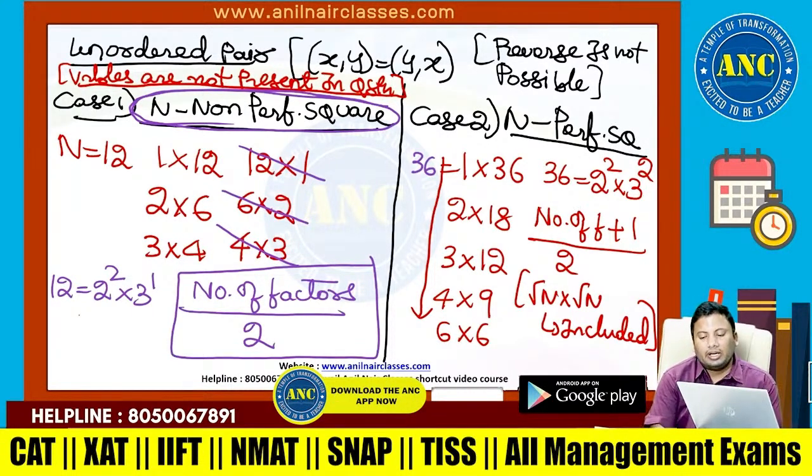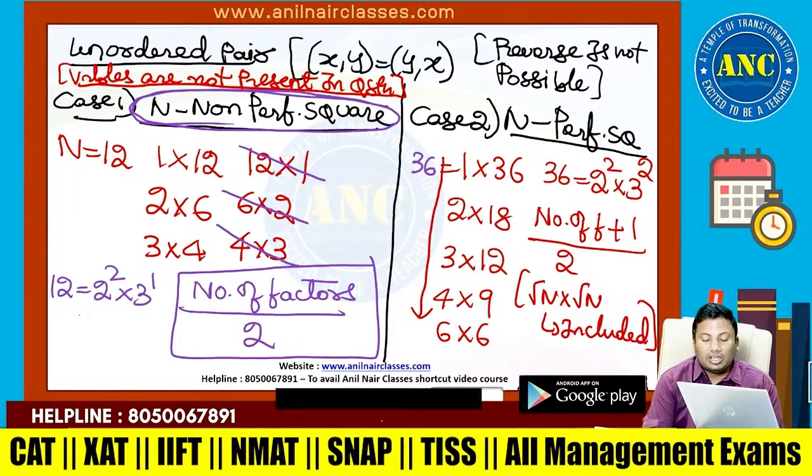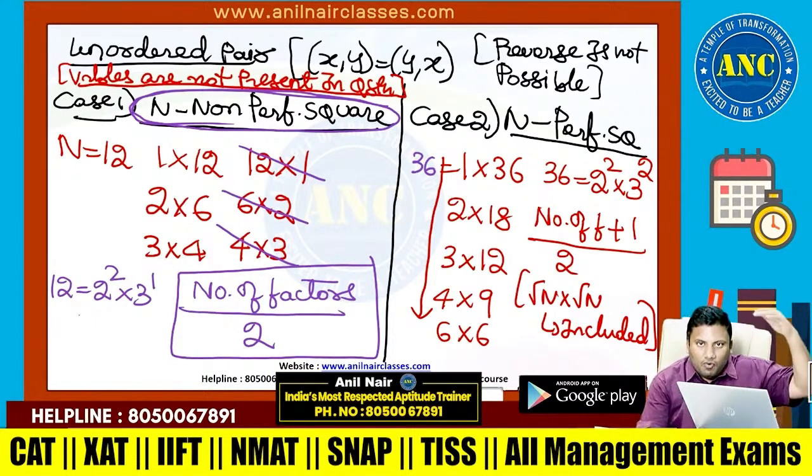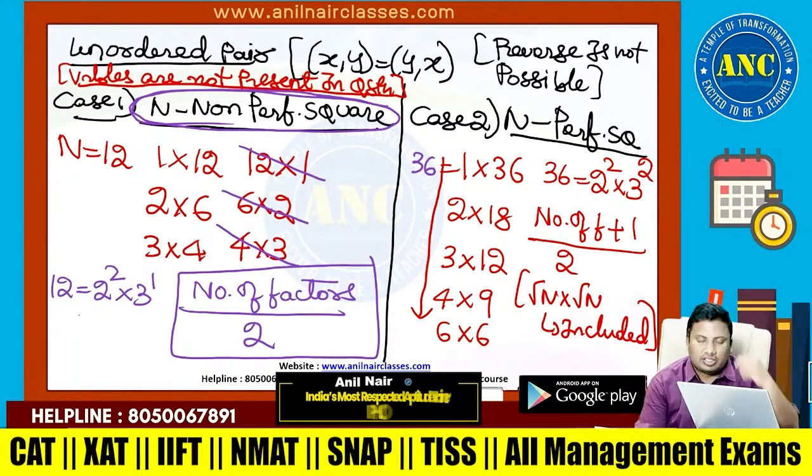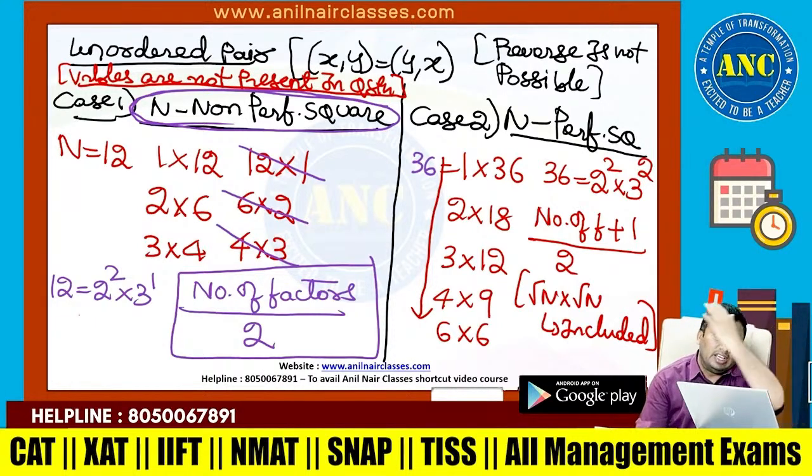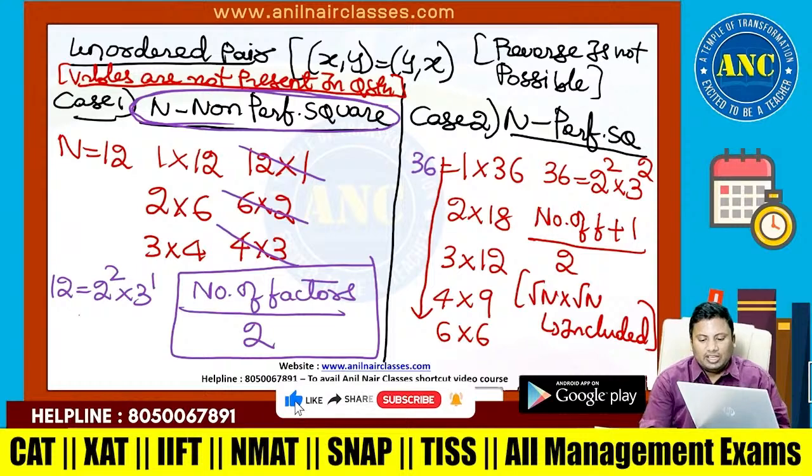2 square into 3 square is a total of 9 cases I got. 1 into 36, 36 into 1. 2 into 18, 18 into 2. 3 into 12, 12 into 3. 4 into 9, 9 into 4. Reverse 4 all eliminated. Which is root n into root n included.